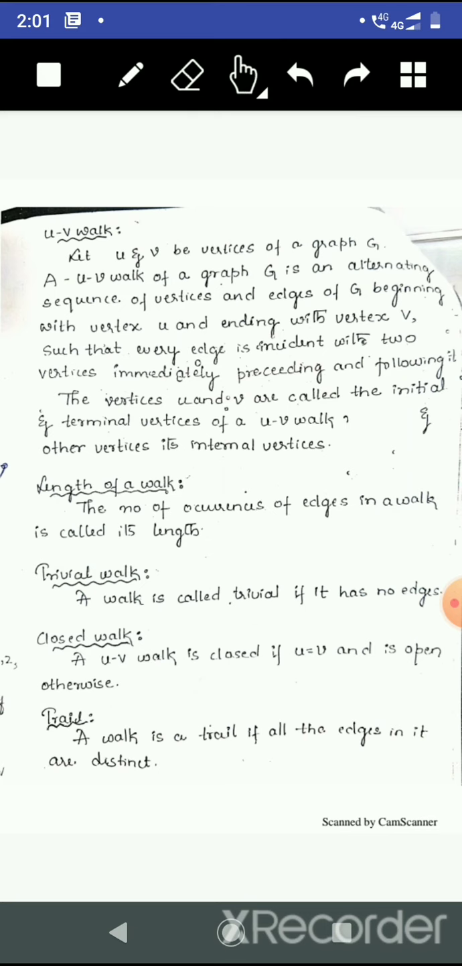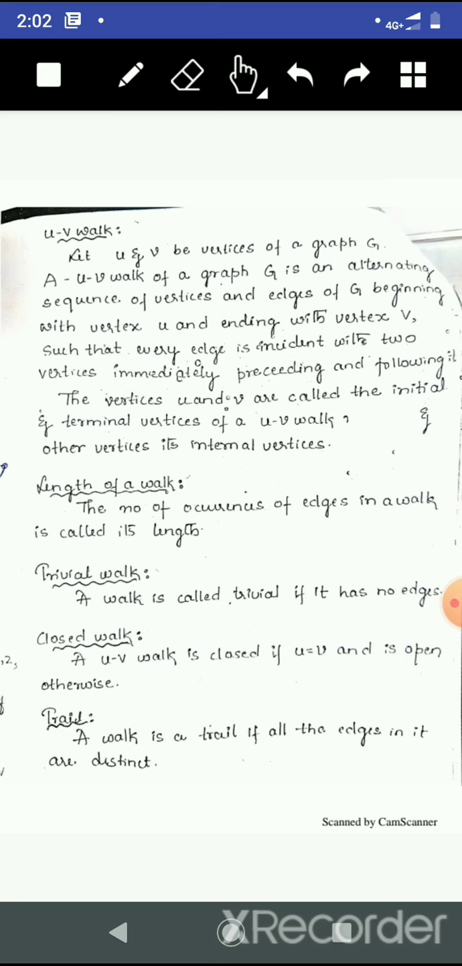Next, trivial walk. A walk is called trivial if it has no edge. It contains only vertices but does not contain any edges. Such walks are called trivial walks. Next, closed walk. A UV walk is closed if U is equal to V. If U and V are the same point, then the walk is called a closed walk, otherwise it is open.